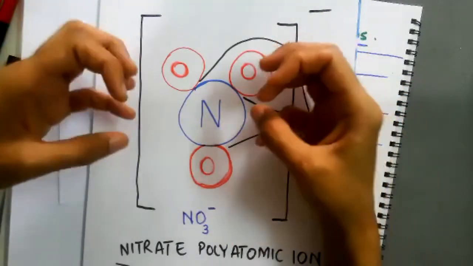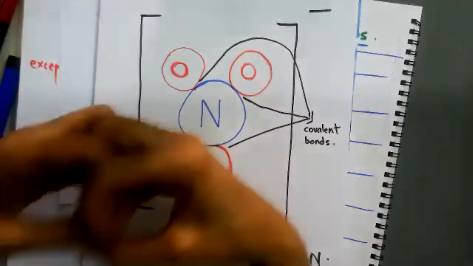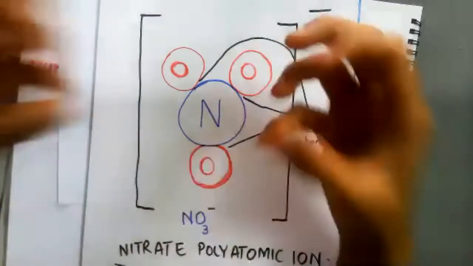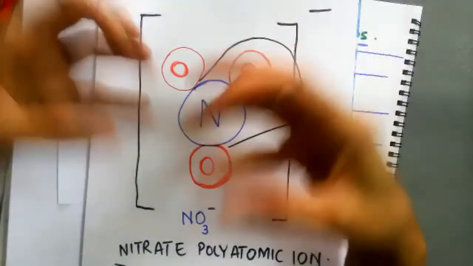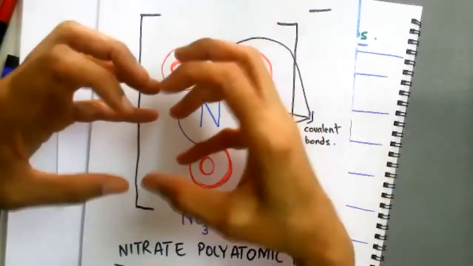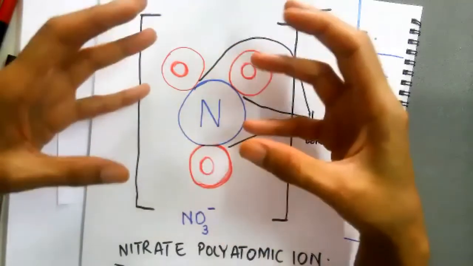So they don't have the stability. Therefore, they will not separate. It's difficult to separate them as compared to ions because they have already acquired that stability. It was only the attraction between the opposite charges that was keeping them together.